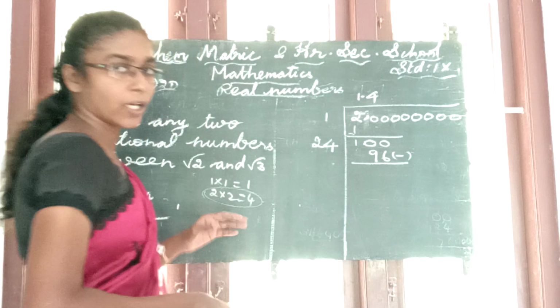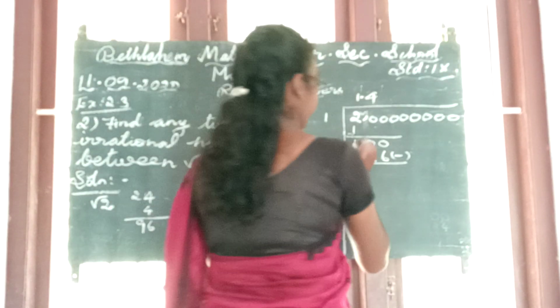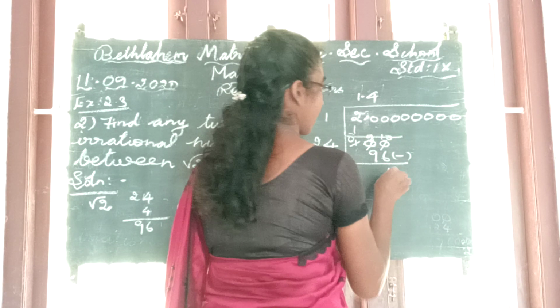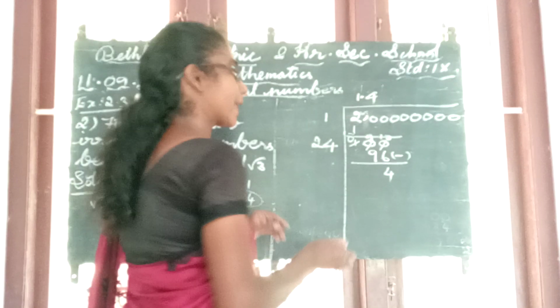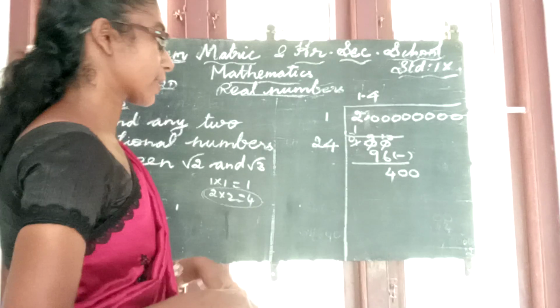This is not like ordinary division. This method is the long division method, so it will be the same. 0 here, 9 here, 10, 4. Next, what do you have to do? Take the two digits down. Taking two digits, 400 is getting.